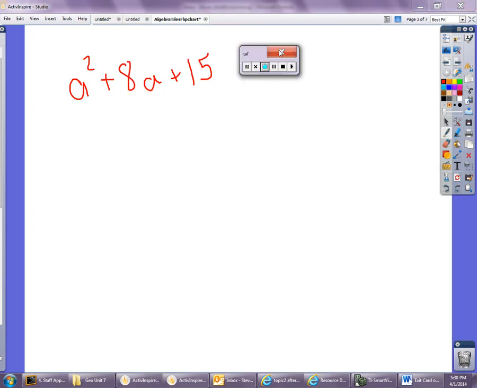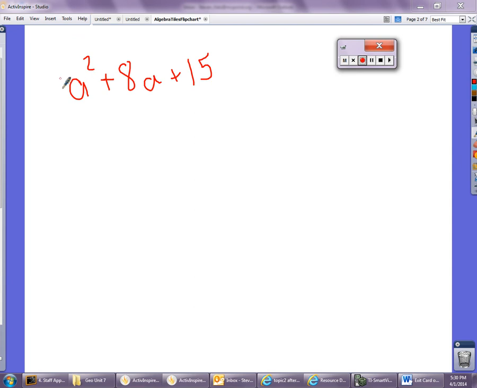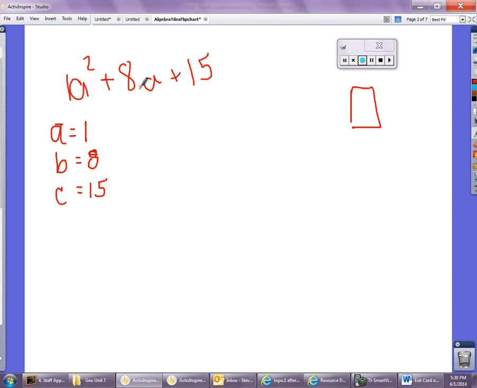Here's another trinomial, and the number in front of the a squared, just to make sure, is 1. Don't be fooled by the variable being a. We still call the number in front of the squared term a. The b in this case is 8, and the c in this case is 15. So instead of taking out an a squared block, 8 long strips, and 15 ones to turn into a rectangle, I can just ask myself what things multiply to get c, but add to the middle term b, which is 8.